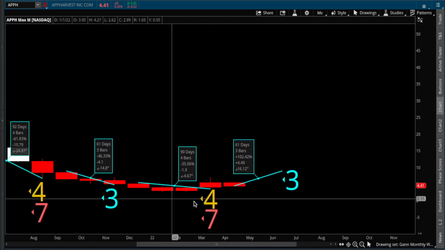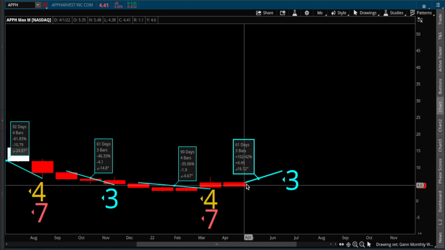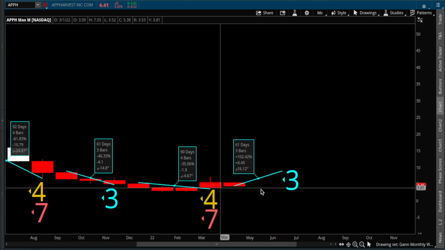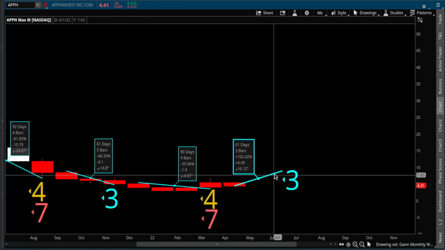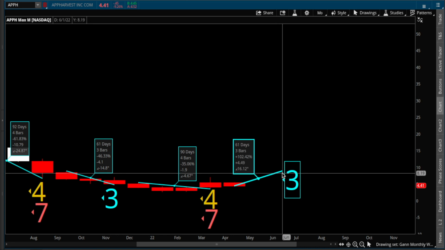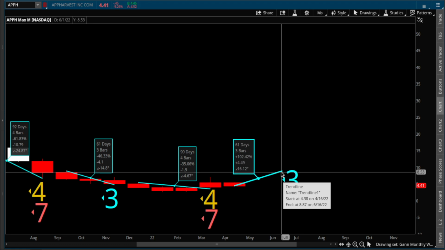We made a 3, a 4, 7, and now we're going into a 3 wave count, monthly wave count, and you see that it hits June, which is interesting, because in the cycle analysis, that's where it peaks, on June the 11th using the 328.